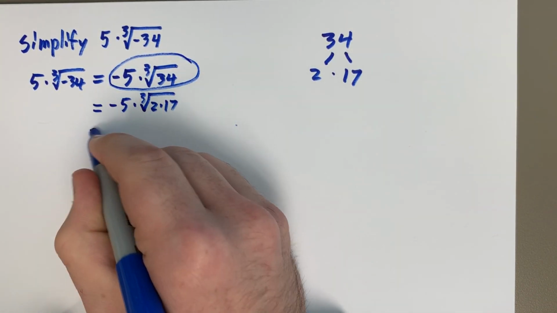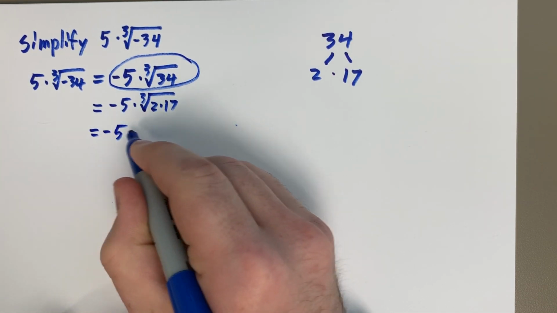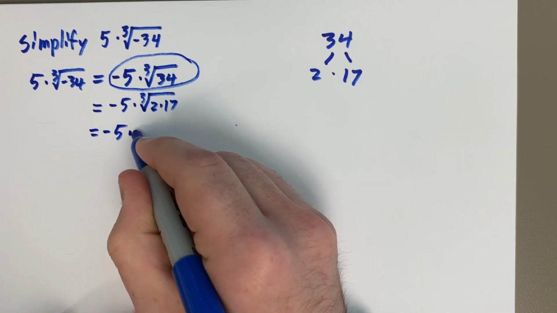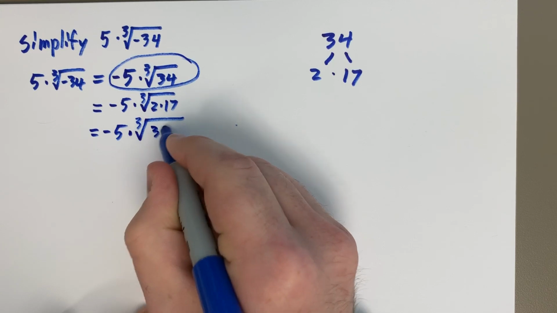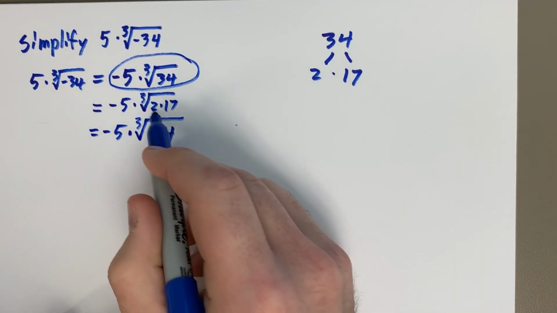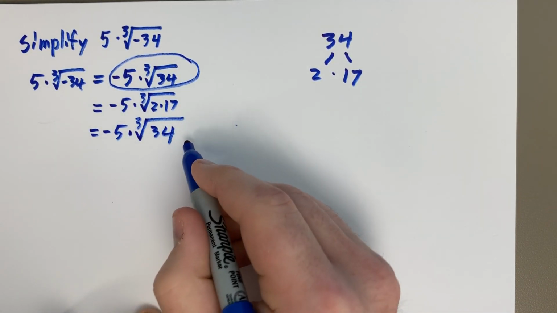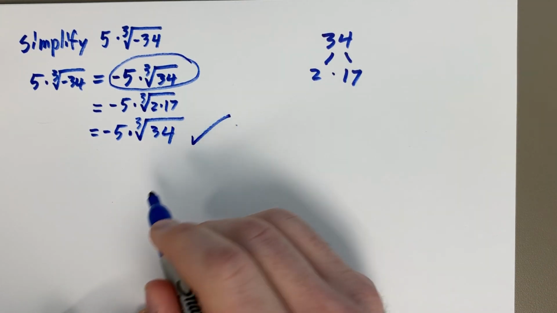That's our simplified version. So if you like, you can rewrite it as exactly what I just circled. Seems a little redundant, but it's just to illustrate the point that you cannot break this down any further. This is completely simplified. So we are done with this example.